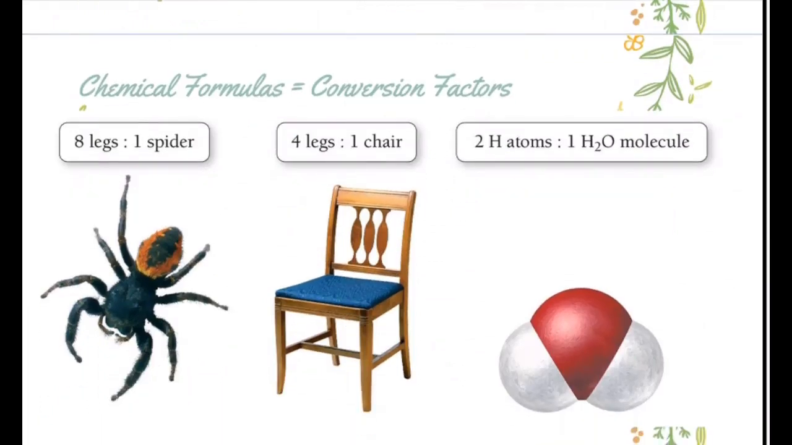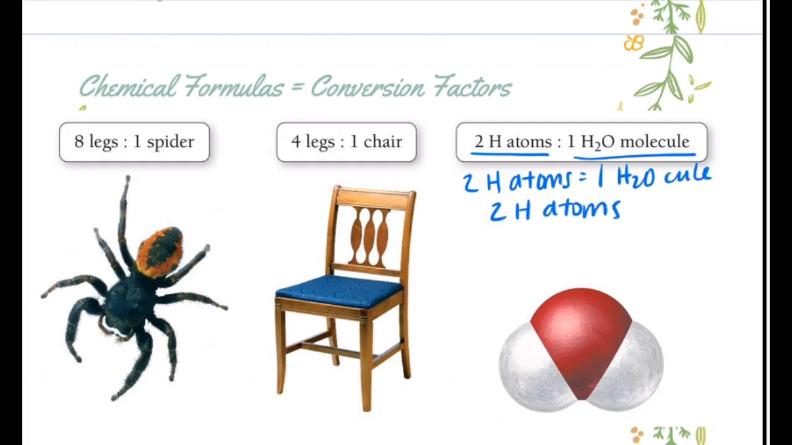So the same thing goes for 8 legs on 1 spider, 4 legs on a chair, and then for every 1 water molecule, I have 2 hydrogen atoms. So I can say 2 hydrogen atoms is equal to 1 water molecule, and I can put that on top of each other as a conversion factor if I need to, right? 1 water molecule, or I can flip that and use it however I want.